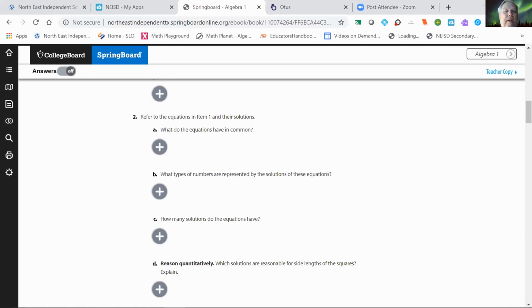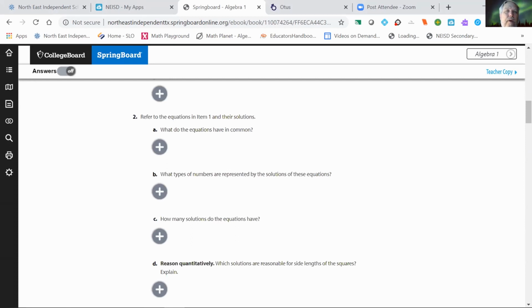And C, how many solutions do the equations have? Well, most of them have 2, a positive and negative version, with the exception of one where x is equal to 0. And of course the one that's no real solution.